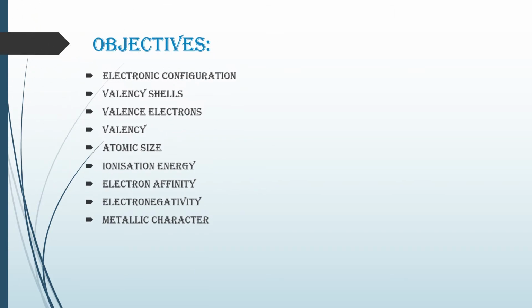In this video, we are going to see the electronic configuration, valence shell, valence electrons, valency, atomic size, ionization energy, electron affinity, electronegativity and metallic character.